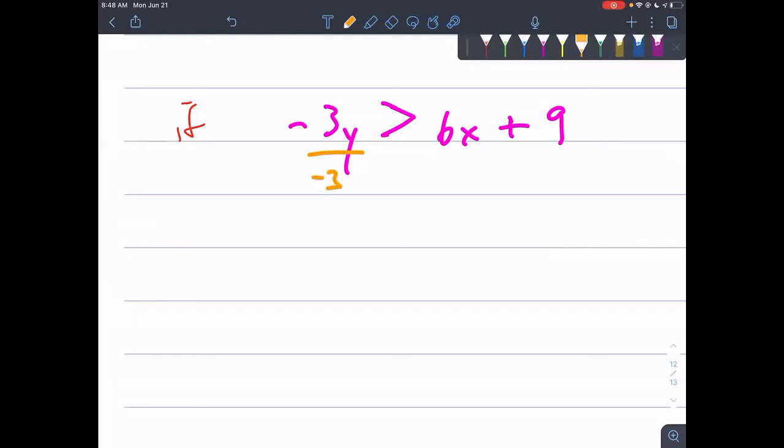Negative 3. Okay, so here's the important part. If you divide by a negative, that inequality symbol, that mouth that's open towards the left, if you divide by a negative, that has to switch. So that's going to change some things down the road. So don't forget that, because that would determine whether or not you're shading above or below. Here, if you're dividing by negative, switch that symbol. So this would be divide by negative 3, divide by negative 3. Y is now less than negative 2x minus 3.